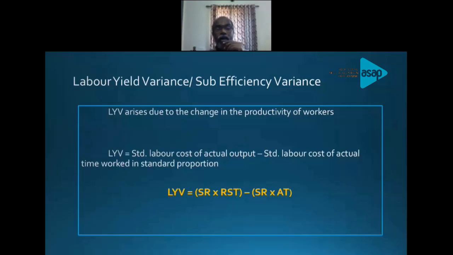Or yield variance is equal to standard rate into revised standard time. Here one more item, revised standard time. Standard time may be revised. Reduced by standard rate into actual time. Whenever we calculate yield variance, the standard time is revised on the basis of the actual. So we have to calculate revised standard time. Standard rate into revised standard time minus standard rate into actual time. Okay.